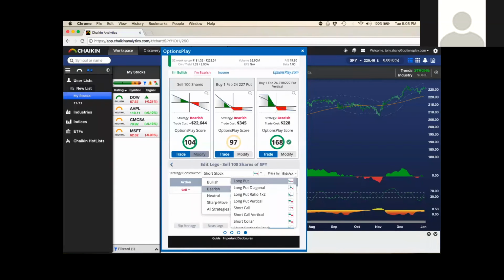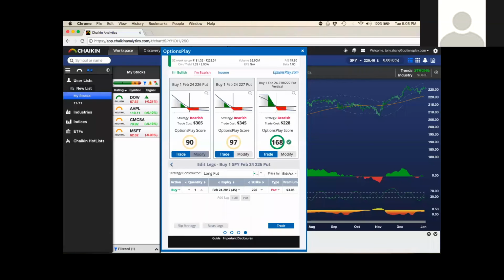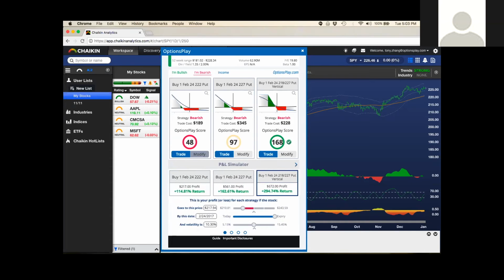So as you can see, I can create any strategy here. I'm comparing the February 24th 227 put, which is the at the money put, versus this put spread that's already optimized for you. And then I'm going to look at what happens if, let's say, I buy an out of the money put. Let's say I buy a 222 put. And what the P&L simulator really allows me to do is simulate the different scenarios that could play out on the S&P 500 and see what I'm going to expect for each one of these 3 strategies.